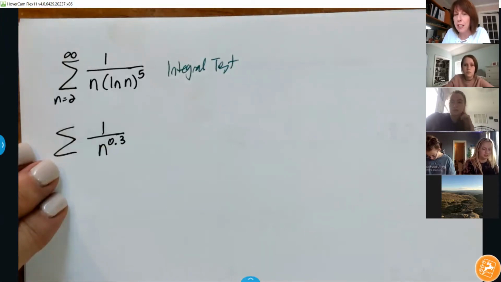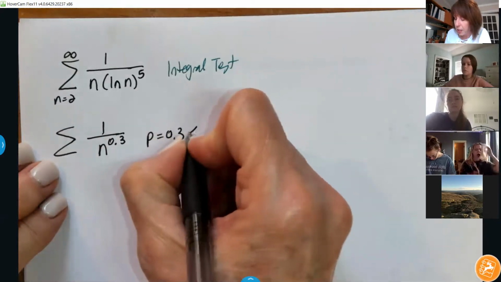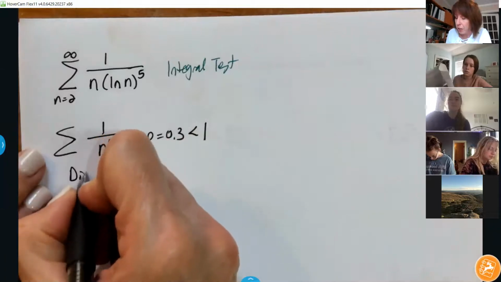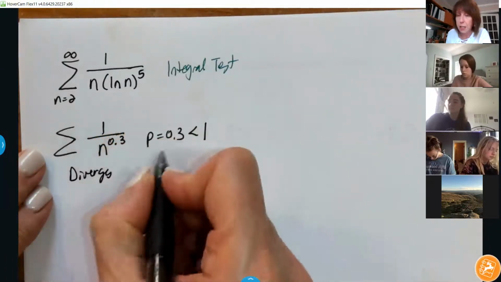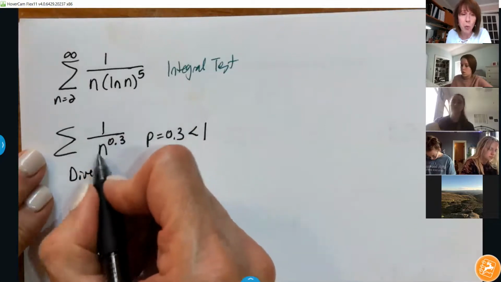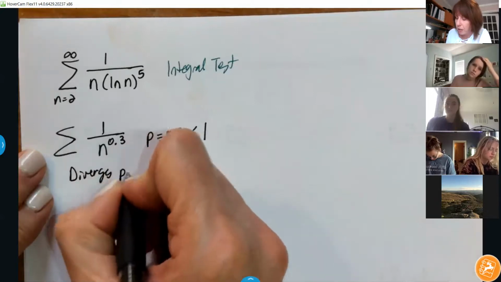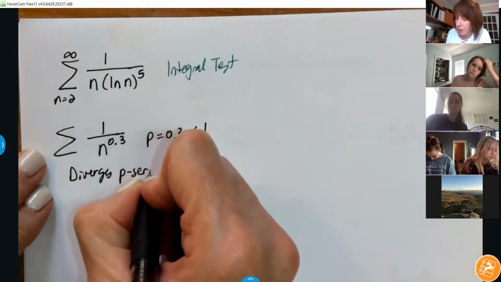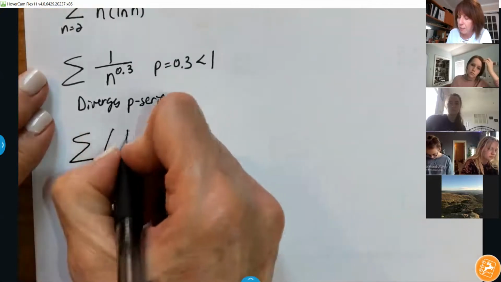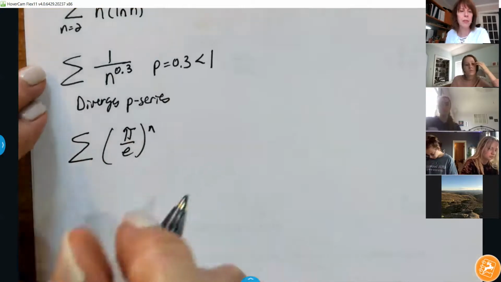P-series test. So P is 0.3, less than 1. So this thing diverges. For the P-series test, I think when P is small, it's going to make my denominator weak, and the whole thing is going to diverge. Diverging P-series. Okay. What about that one?